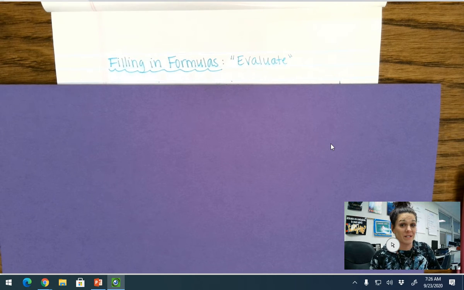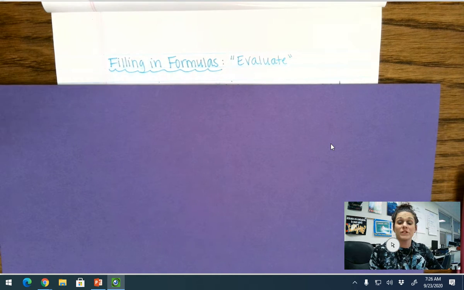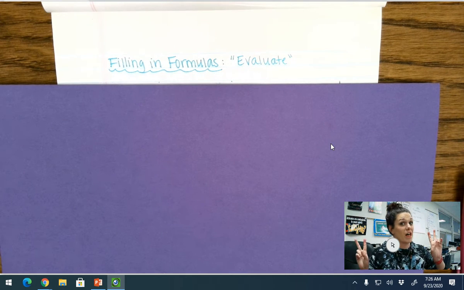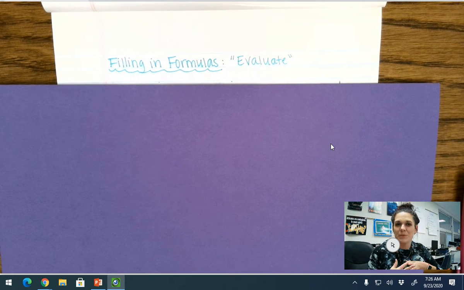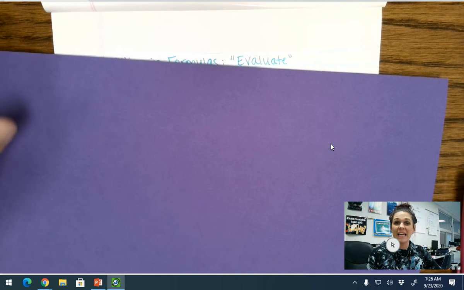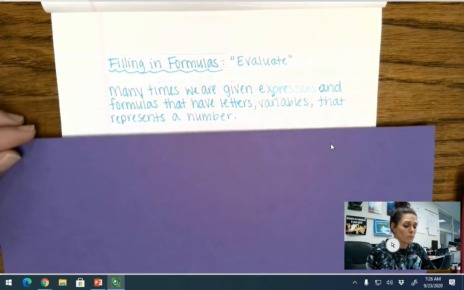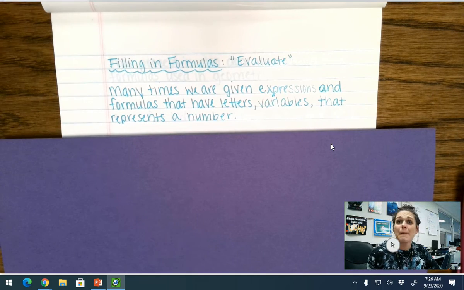So the focus of this video is going to be on the concept of filling in formulas. And often we're going to use the word evaluate, which is kind of hard. Sometimes you see the word solve and you're like, oh, I'm going to do something. Evaluate simply means that there is no equal sign. We're going to be plugging in a piece or a number that they give us so that way we can solve for the unknown.